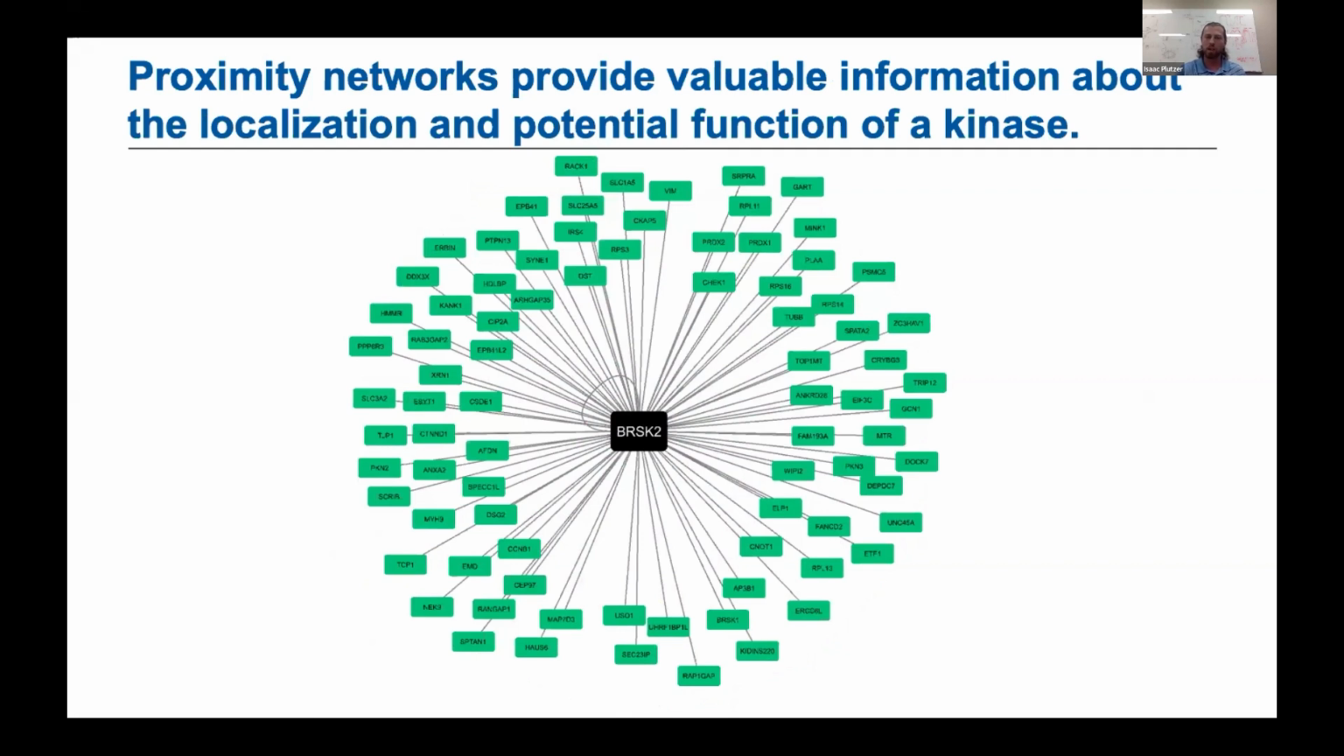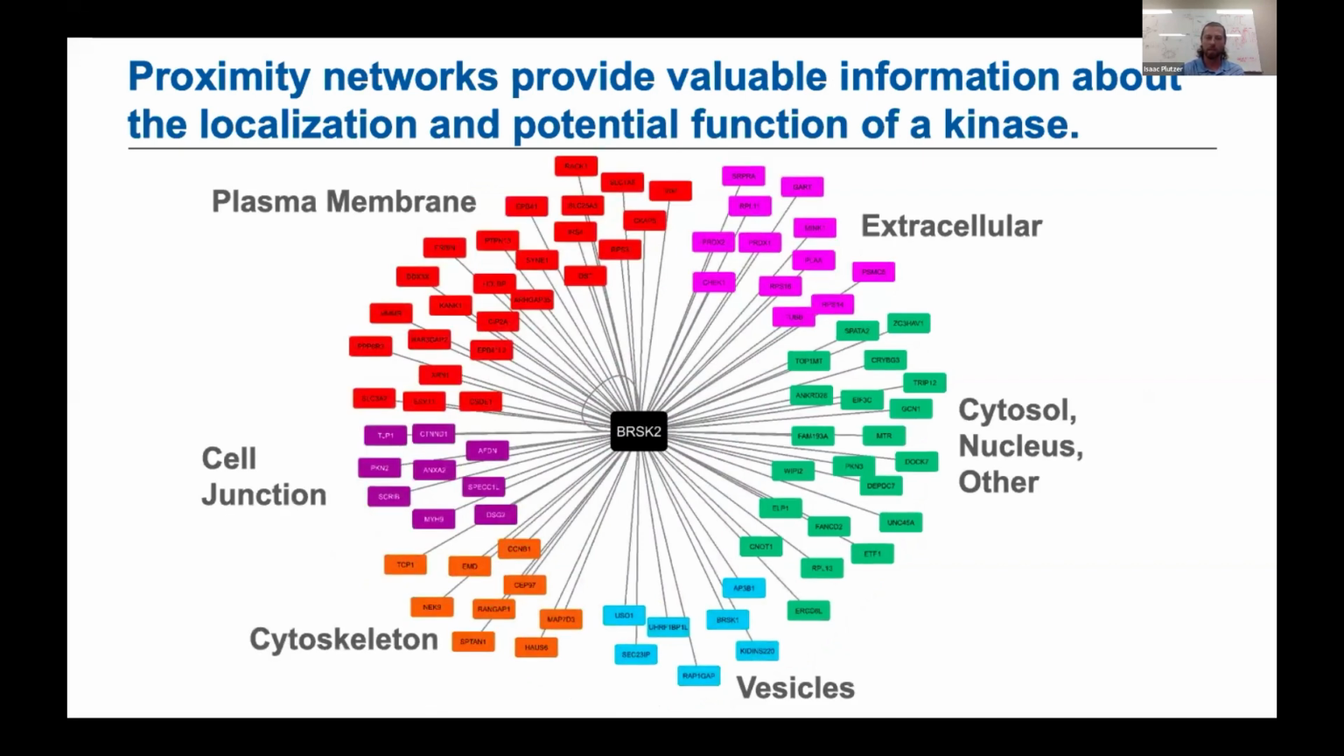These smaller, more curated networks allow us to annotate each of these interacting proteins and begin to understand the function of this kinase. So for this kinase BRISC2, I can highlight the localizations of each of these interacting proteins and begin to piece out where this kinase is in the cell.